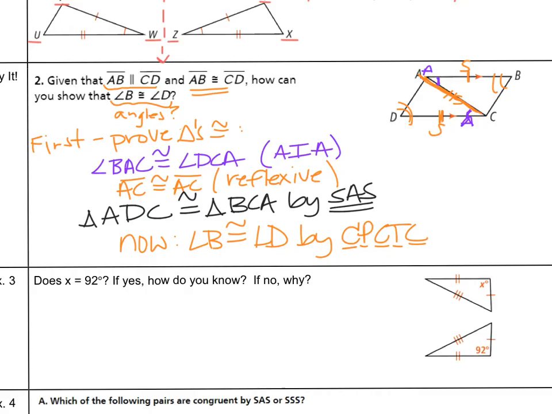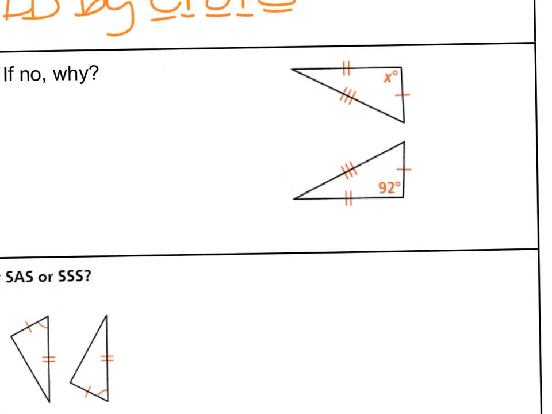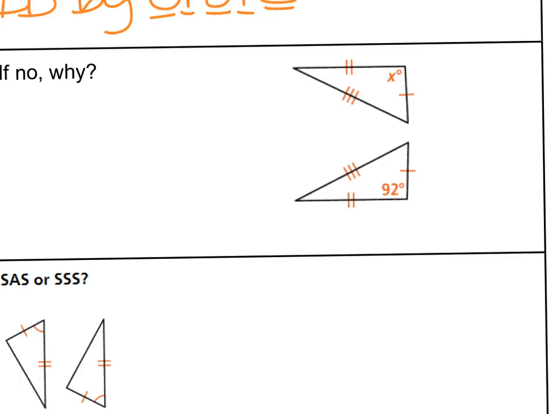All right, let's keep moving on. In example 3, does X equal 92 degrees? If yes, how do you know? If no, why? Well, if we go and look at our pictures and zoom in, what I recognize is that we've got some corresponding side lengths marked.